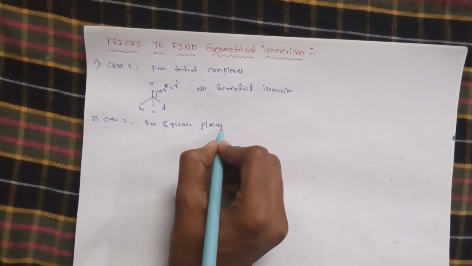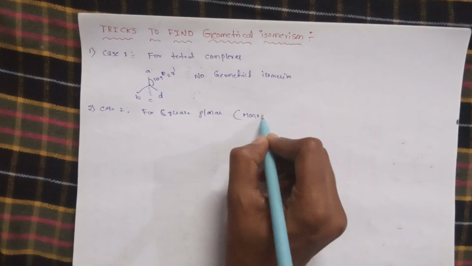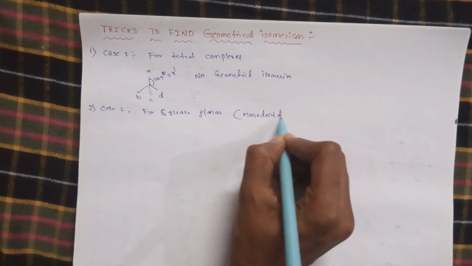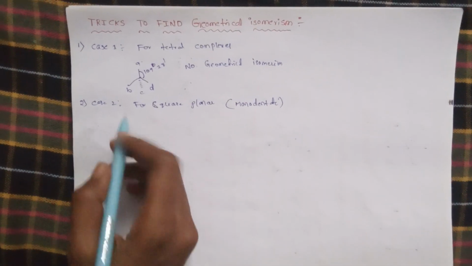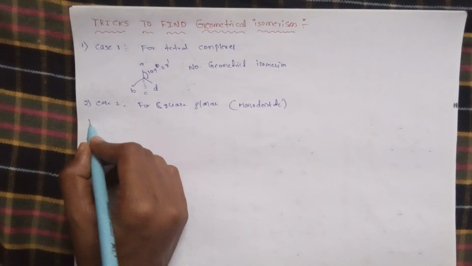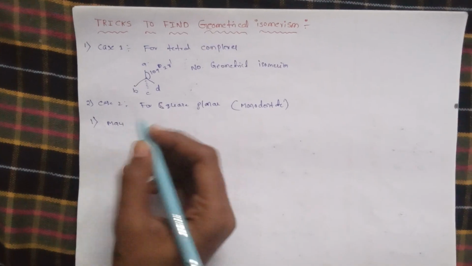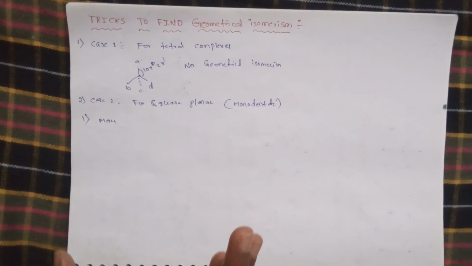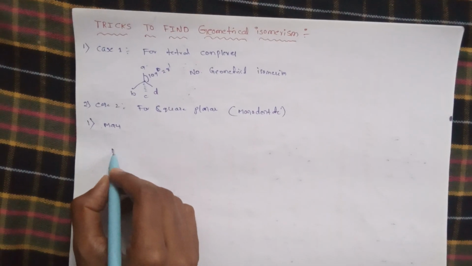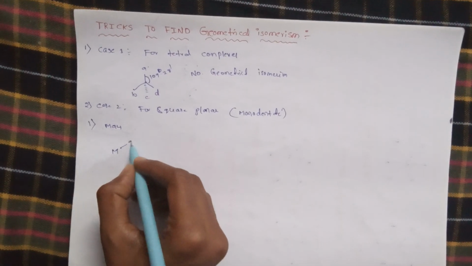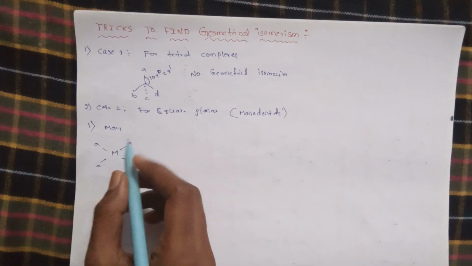Case 2 is square planar. For square planar, there are two types, monodentate and bidentate, and we have to explain this. For monodentate, first you have to take a complex like MA4. Here you have to observe carefully. M means the central atom. How many ligands are there? A. This is the structure.